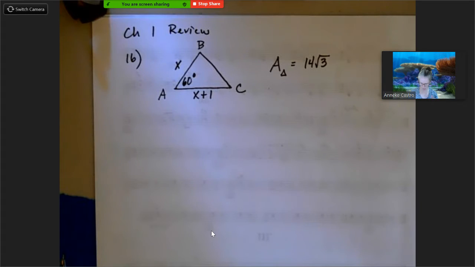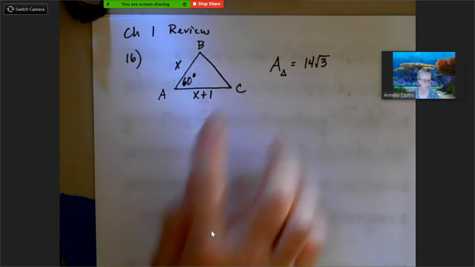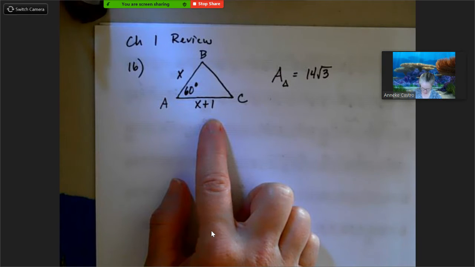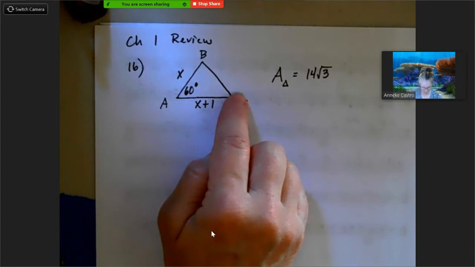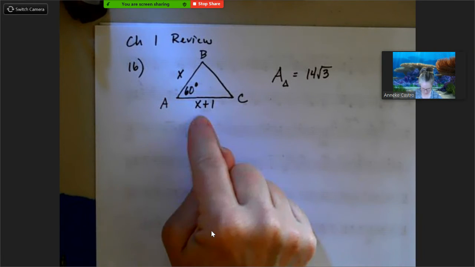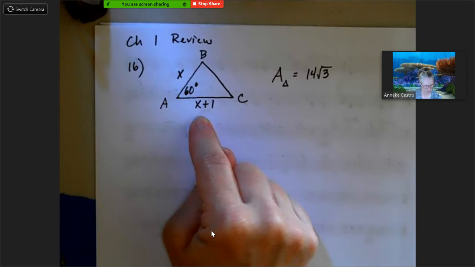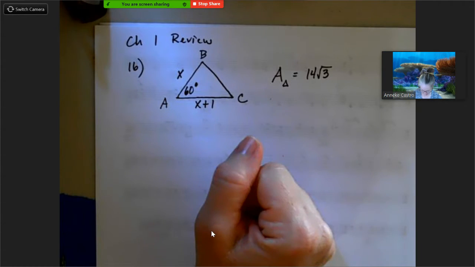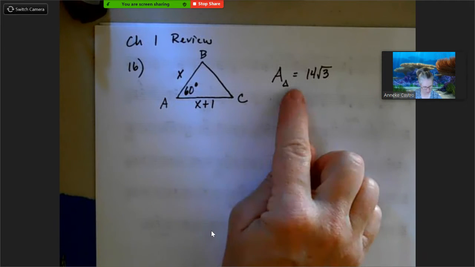Okay, Cappuccino, here is problem number 16. I have already written it down, because the problem's in words. I've drawn a triangle. The information in the book is in a triangle ABC: AB is X, AC is X plus 1, and angle BAC is 60 degrees. So I've labeled that. And then they tell me the area of the triangle is 14 root 3.